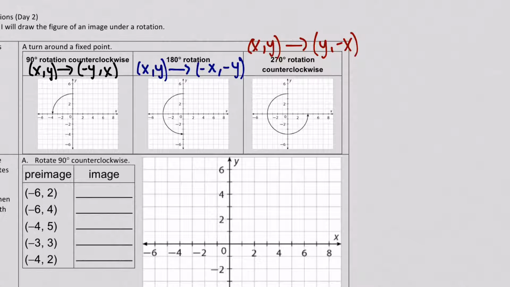Flip them with each other. The y comes to the front, the negative x now goes to the back. Okay? Those are the basic 3 transformations that we're going to be using, and the 3 that you should be very familiar with. Okay, so let's scroll down and do a couple of examples.